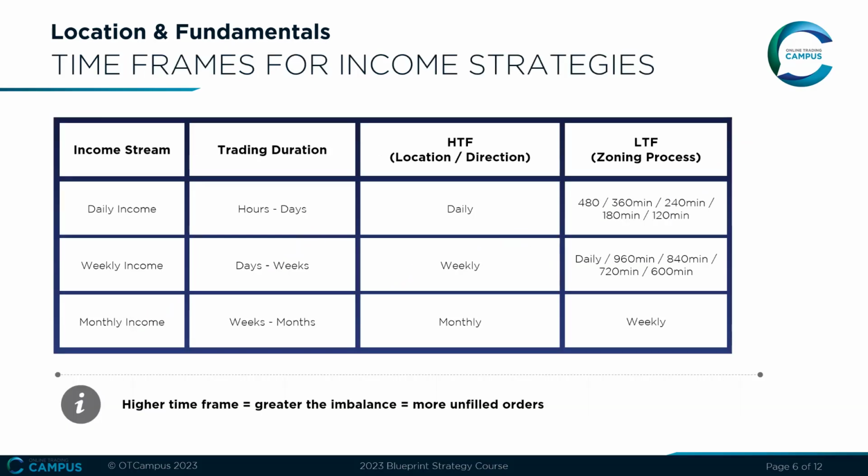And then here will be your higher time frame and lower time frame categories for each of those income goals, income strategies, or here we'll call them income streams. So if we're looking for daily income, then again, those are trades that last maybe 4 hours or a couple of days. And the higher time frame, the time frame that we'll use to assess big picture context, step 1 and step 2 of the process, location and direction, will be applied on the higher time frame.